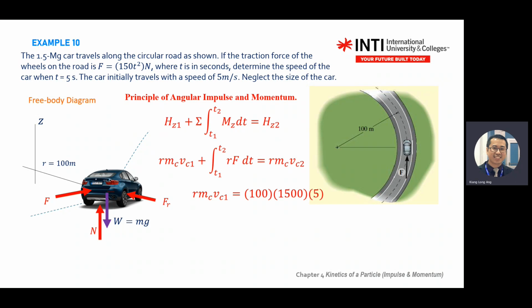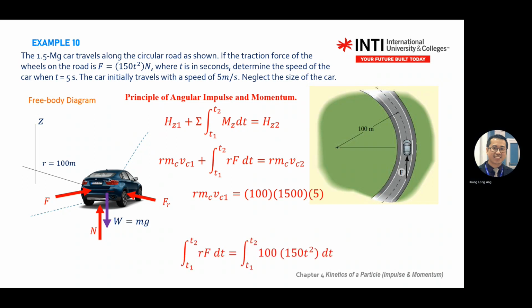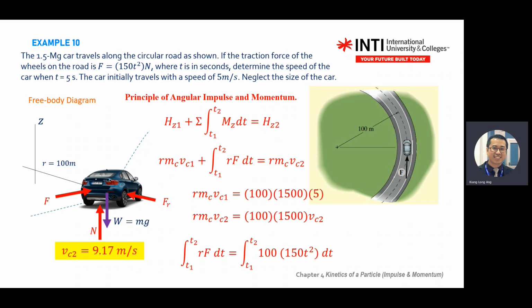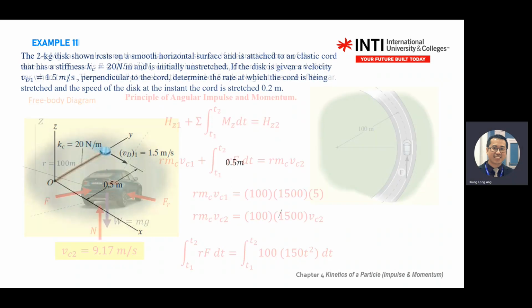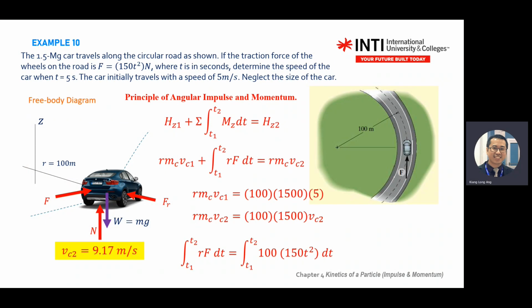r is 100 meters. m, in this case, is 150 megagrams. Again, take note, in your coming assessment on the unit, we will always try to confuse you with units. Use SI units all the time. So you substitute the value, then you can solve. The second one you don't know, right? Then you put it inside here. This one, you have the value. This one, you have one unknown. This one you can integrate.